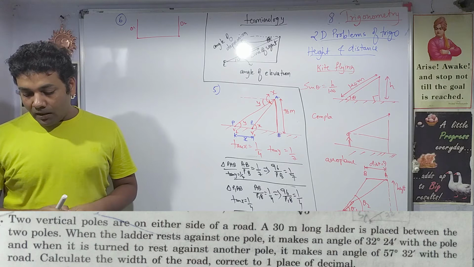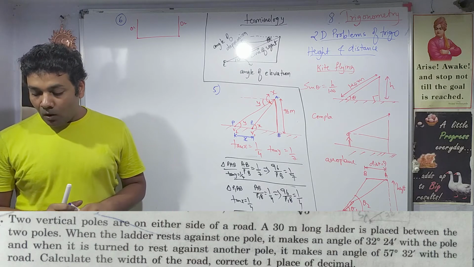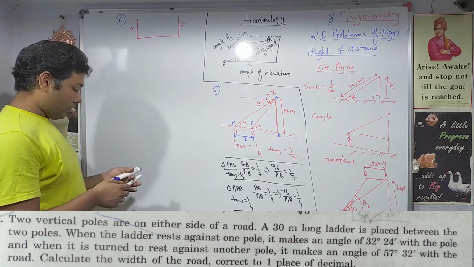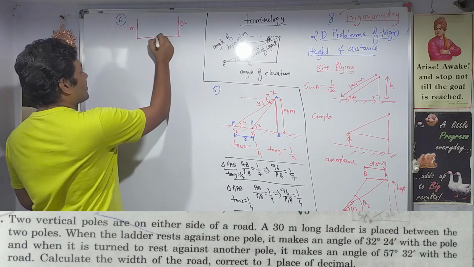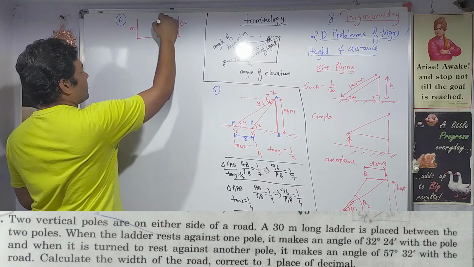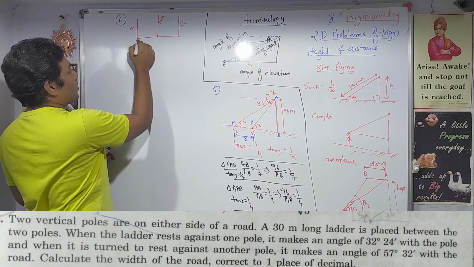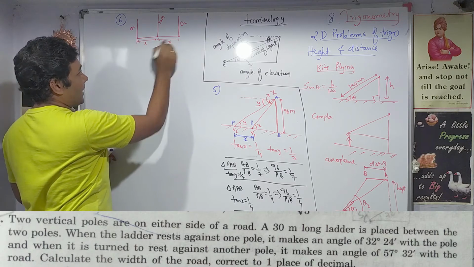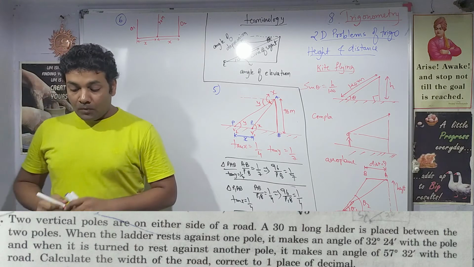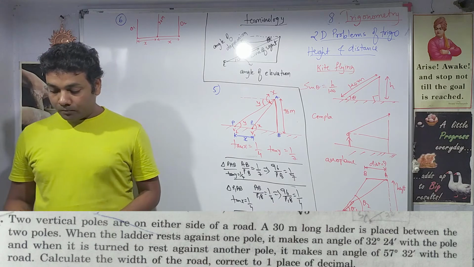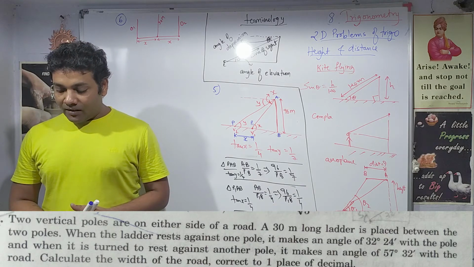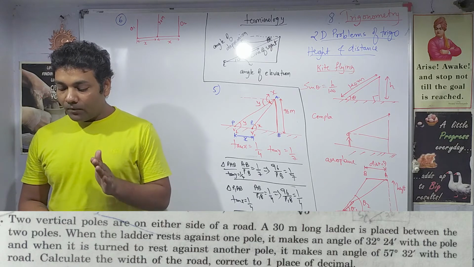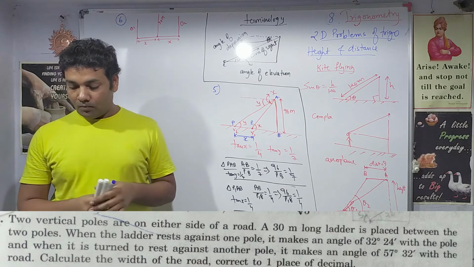Then the next part says a 30-meter long ladder is placed between the 2 poles. So there is one long ladder, 30 meter, between the 2 poles. So that means this distance is something x and this distance is also x. Between, they have said. So between the 2 poles, when the ladder rests against one pole, it makes an angle of 32 degree 24 minutes with the pole.